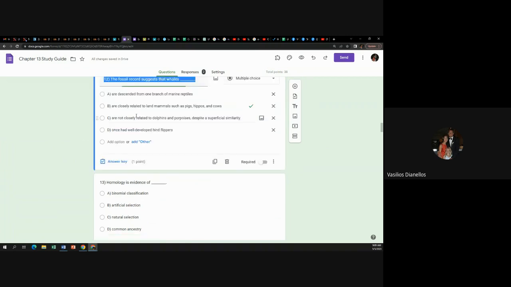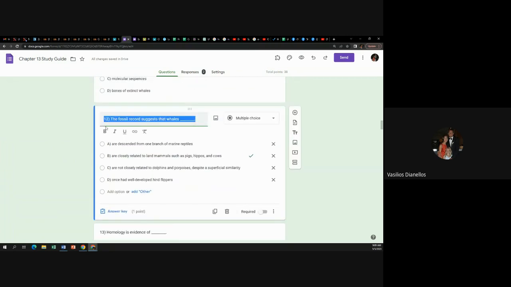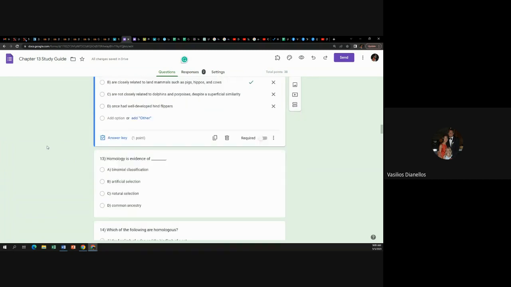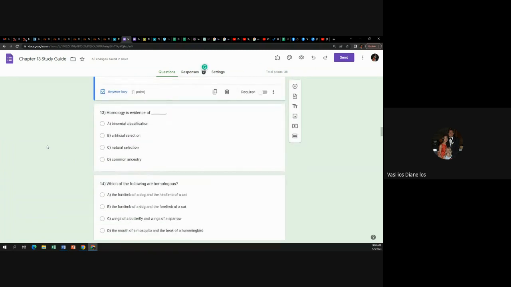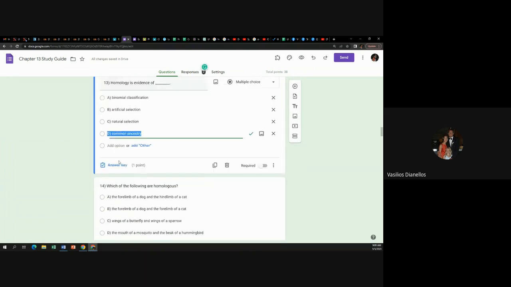All right, the whales, we're going to skip that thing because those were part of that whole process of science. And like I always say, I don't ask questions about that. Homology is evidence of common ancestry.